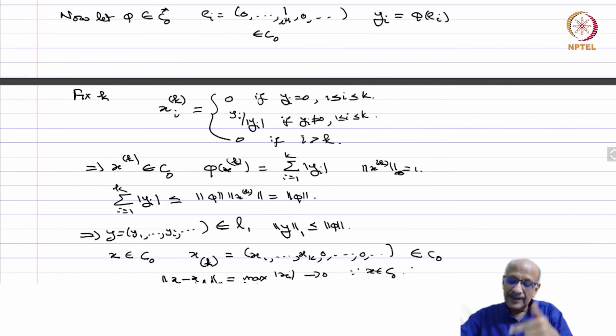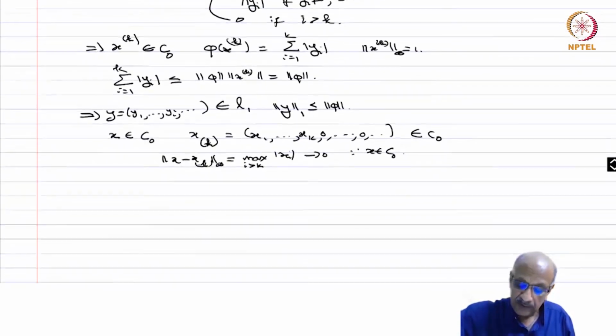This is exactly the place where the proof that L infinity star equals L1 does not work, because if you do this truncation, this won't go to 0. That is the problem. So that is why that proof would not have worked.